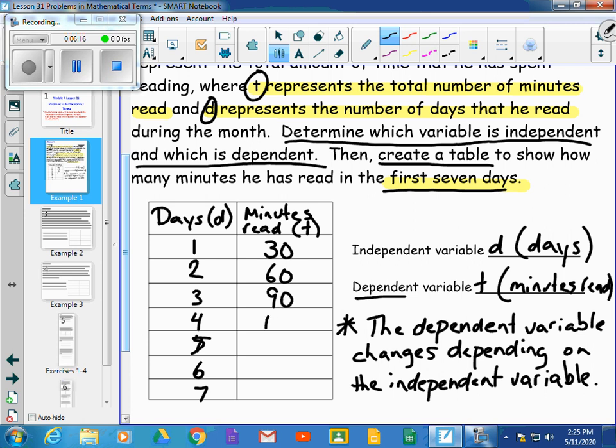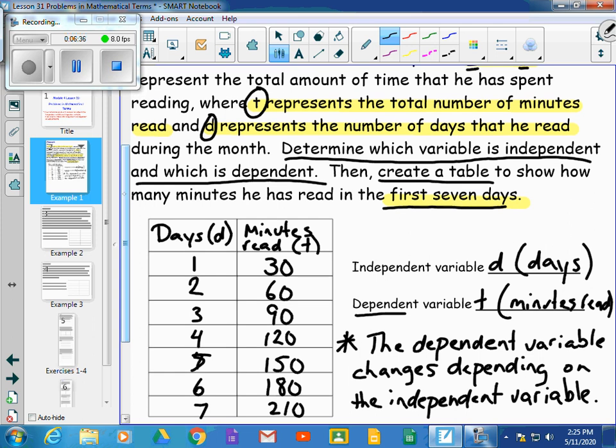30 times 4 is 120 minutes. 30 times 5 is 150 minutes. 30 times 6 is 180 minutes. And 30 times 7 is 210 minutes. So this tells us, according to how much he read every day, that you can see how many minutes he reads for the first 7 days of the week, if he reads 30 minutes a day.